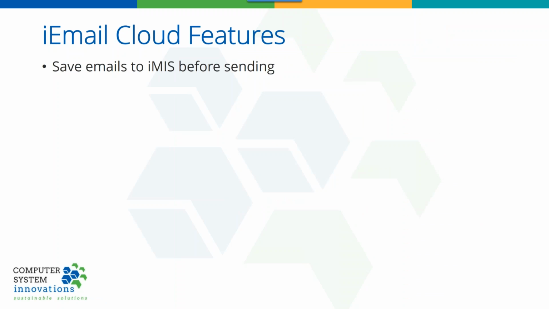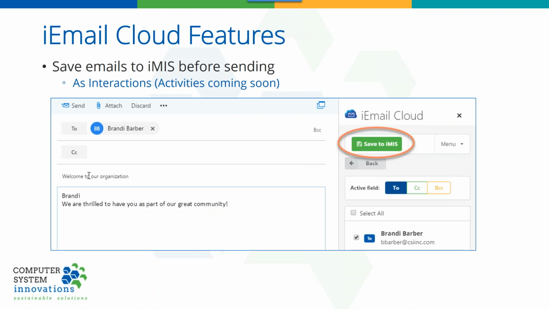So what are some of the other features of iEmail Cloud? Well, you can actually save the email to iMIS before sending. And those can go as an interaction. We're going to support activities there. And there's our little Save to iMIS button. If you're familiar with iEmail Desktop, you know that you can save and send with one click.